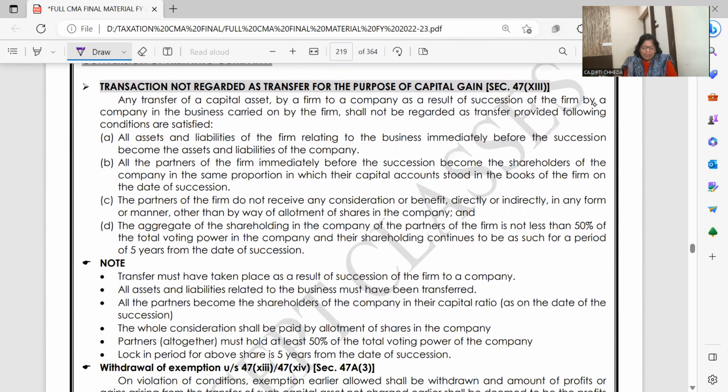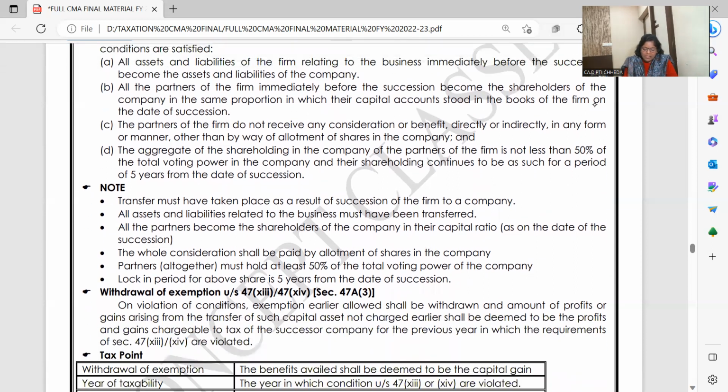So now this time, if the partnership firm is converted into company, same, all the assets and liabilities must be taken over and all partners will become shareholders. Whole consideration should be paid by shares. 50% of the voting power should be there for 5 years.